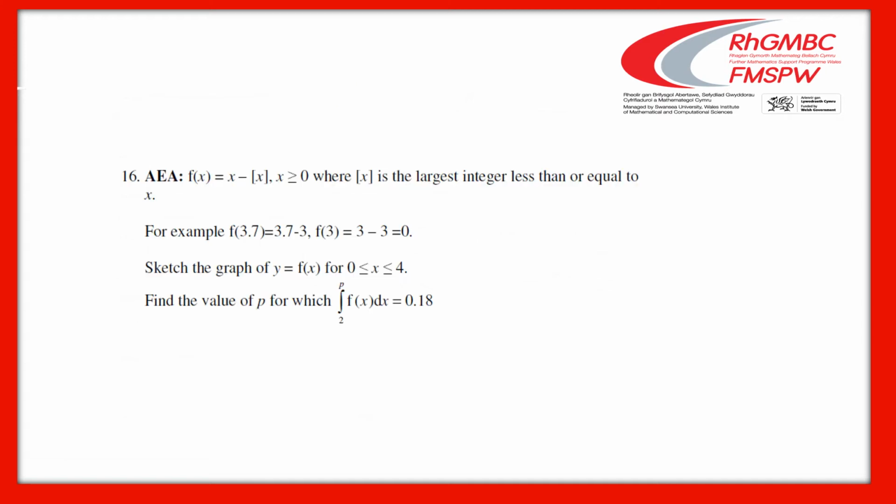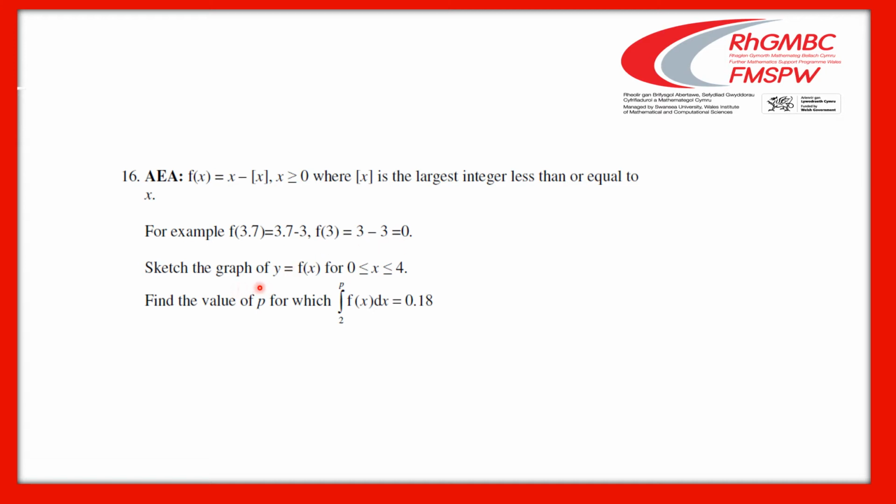So in this question, we're going to draw f of x, which is x minus the integer value of x. And the integer value of x is the largest integer less than or equal to x. Here's one or two examples. So f of 3.7 would be 3.7 minus 3, 3 being the largest integer less than or equal to x, which gives 0.7. And f of 3 would be 3 minus 3, which is 0.